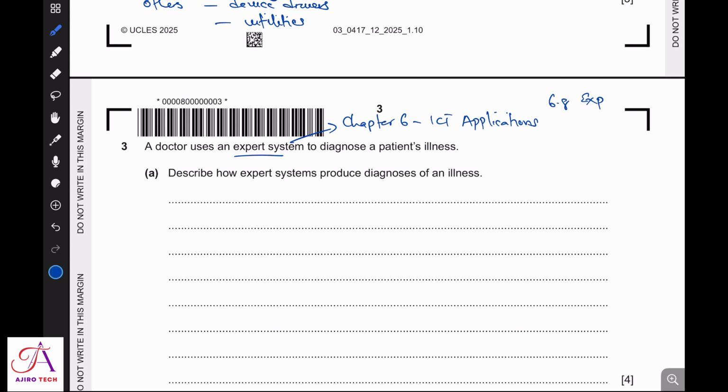What's an expert system? Let's even understand what it is, because most of the time you just watch the answer to a question. So permit me to enlighten you.